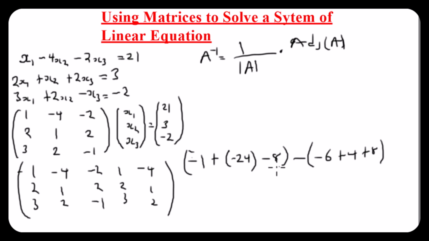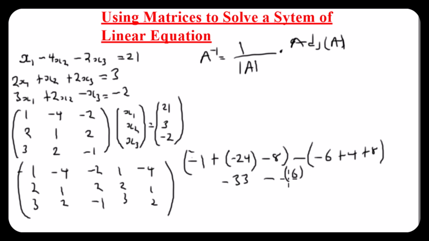Okay, so let's try to simplify this. I'll just do everything inside the calculator. Minus 1, minus 24, minus 8. So this one is minus 33. Then here we have minus 6 plus 4 plus 8. We have minus 6. So this is minus.